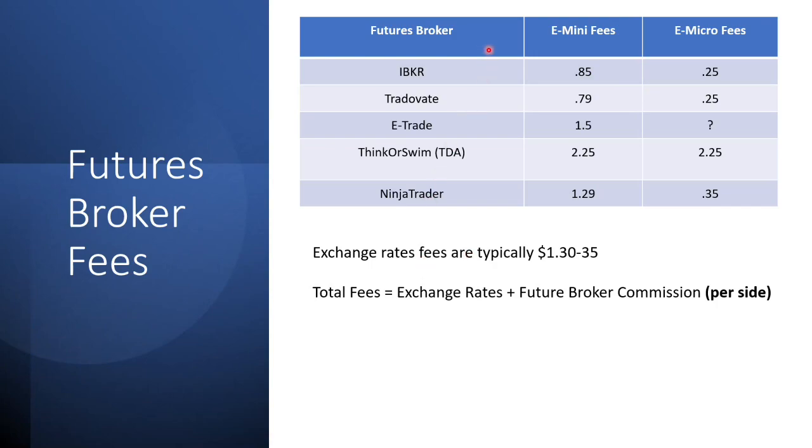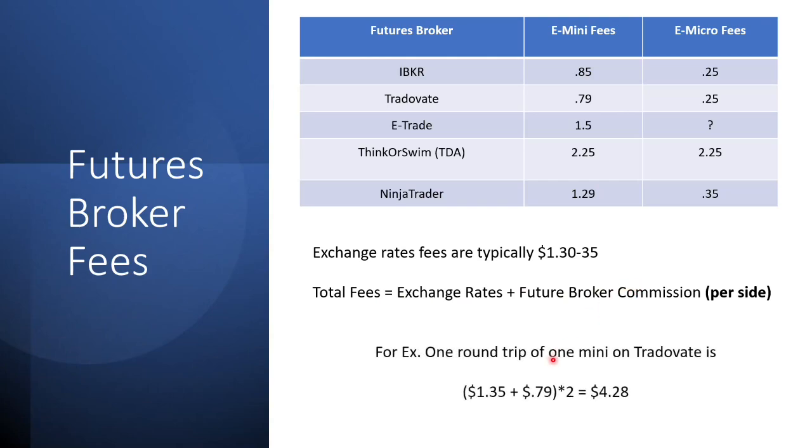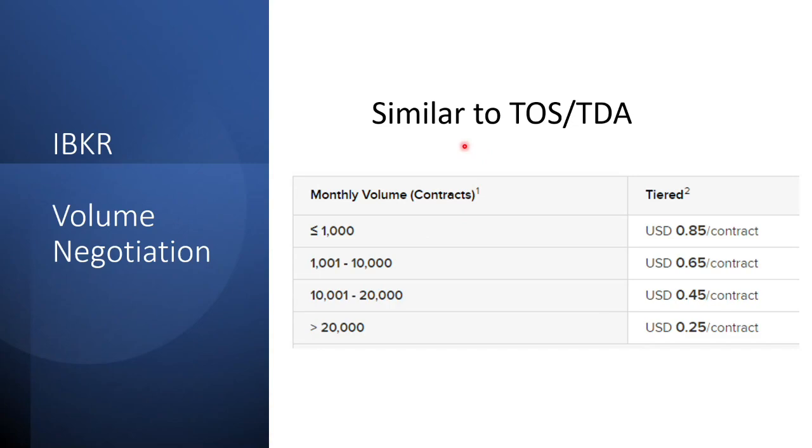On top of futures broker fees, you also have exchange fees. So the total fees include the exchange fee and the futures broker fee, and this is per side. Per side means for every buy and sell. So a round trip would be 2 times the total. For instance, one round trip of a mini on Tradovate is the $1.35, which is the exchange fee, plus the 79 cents, which is the mini fee for Tradovate, times 2 for buy and sell, which is $4.28.